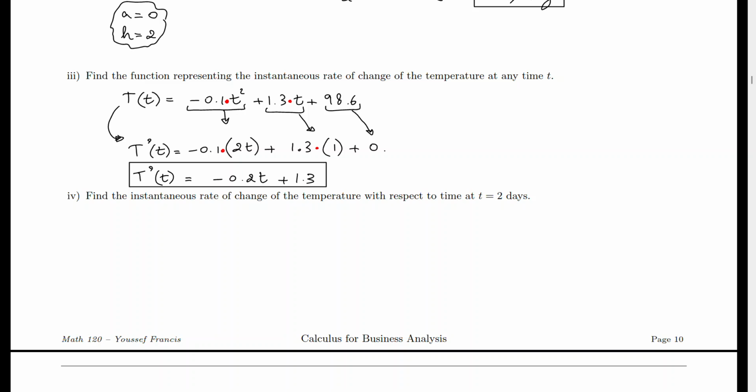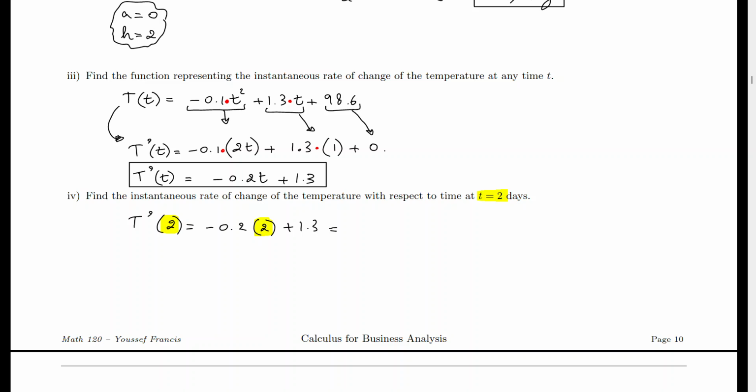Okay, and finally for part 4, it says find the instantaneous rate of change of the temperature with respect to time at t equals 2 days. So again, I'm supposed to plug some number into some function, and in this case, I'm hearing the words instantaneous rate of change. That means they want to plug 2 into the derivative equation that we just created. So T prime of 2, meaning the instantaneous rate of change at day 2, is going to be negative 0.2 times the value 2, plus 1.3. That 2 is in the problem, that's why I'm plugging it in.